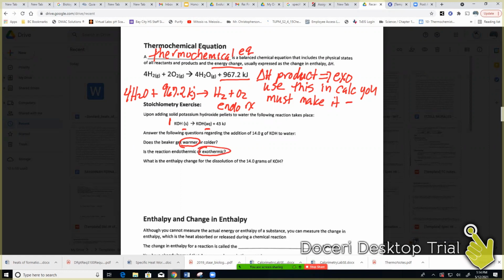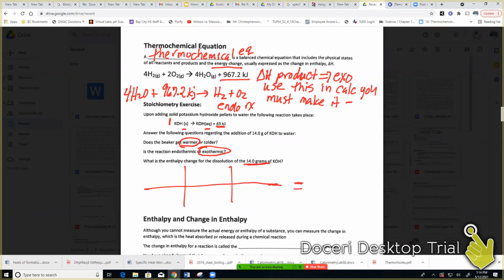So this is how much energy is given off with 1 mole, but we don't have 1 mole, we have 14 grams, and we want to know what the enthalpy change is. So a little stoichiometry, you can do a lot of stuff with stoichiometry.